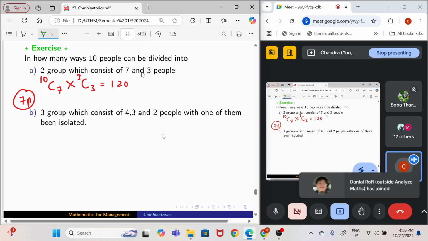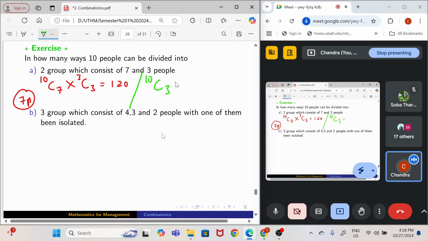You can also do like this, you can also choose out of 10, you choose 3 people first. And then left is how much? Out of 7, you choose 7. Still, you will get 120. Any one of them, you can write any one of them. One of them is the answer.